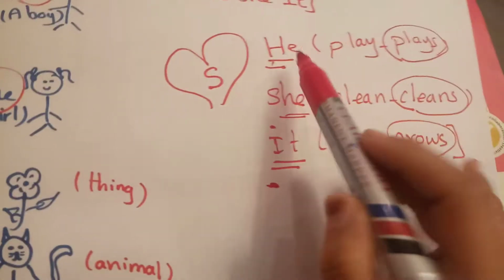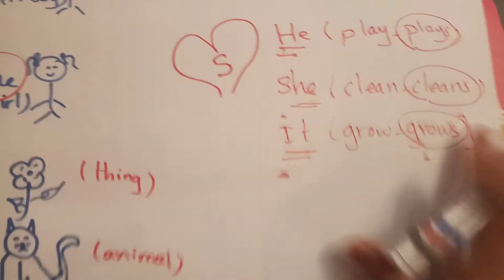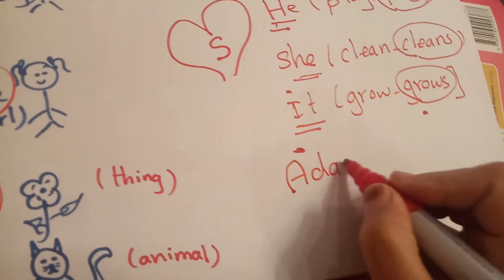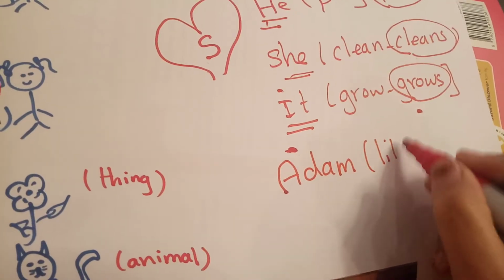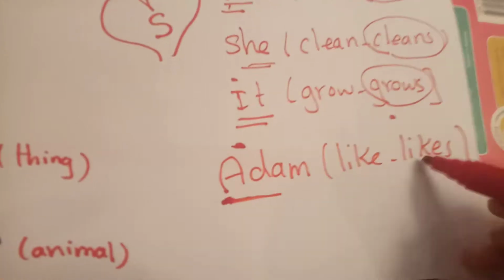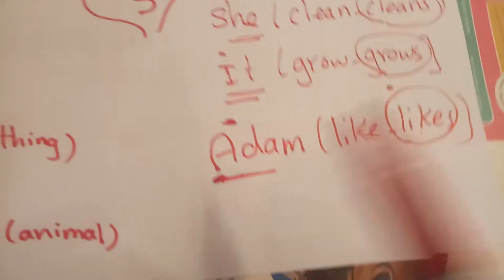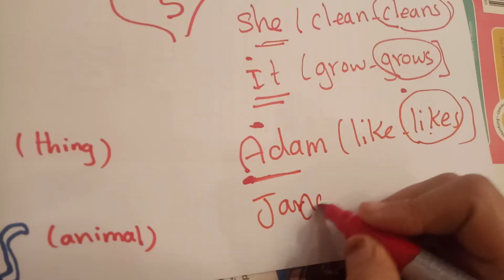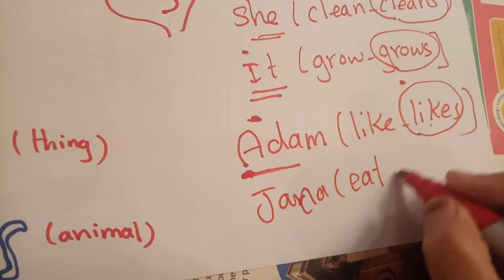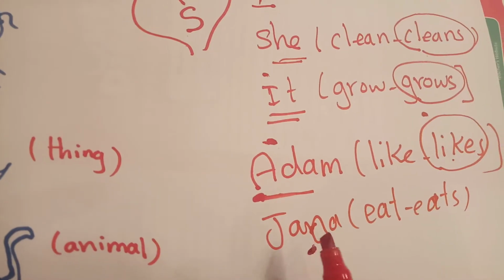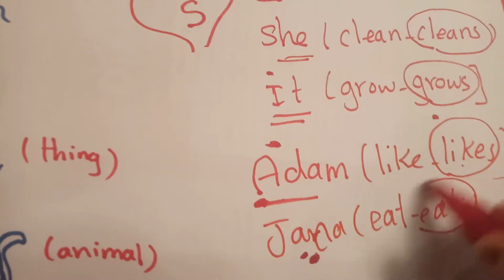Okay, when I change the pronoun he into a name of a boy, like Adam. Adam like or likes pizza? Adam is he, so he is a friend of S. Jana eat or eats? Jana is she, and she likes S, so Jana eats.